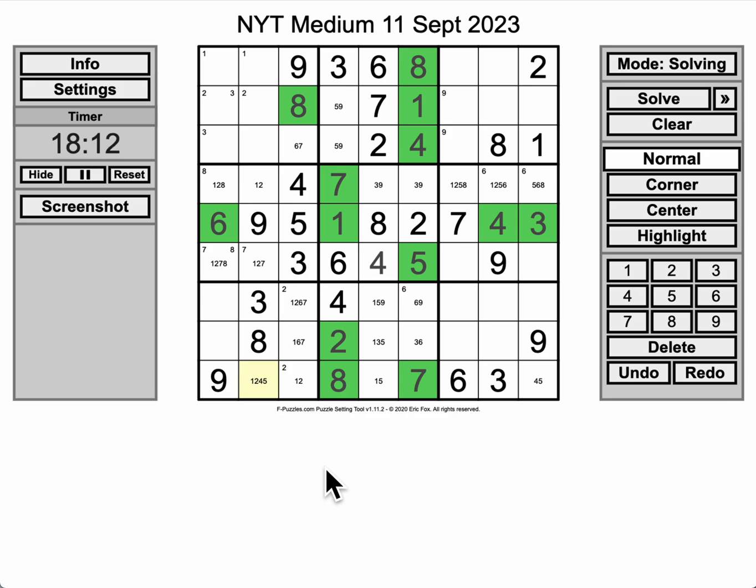2, 6, 8, 9. I need 1, 4, 5, and 7 for row 1. This can be any of those digits. 1, 4, or 5. No, not 1. Can't be 1 or 4. This is 5 or 7. Explicitly. Yep. I've now proven what I already knew by 1 being one of these corner marks.